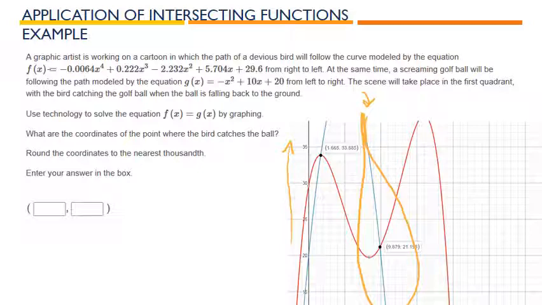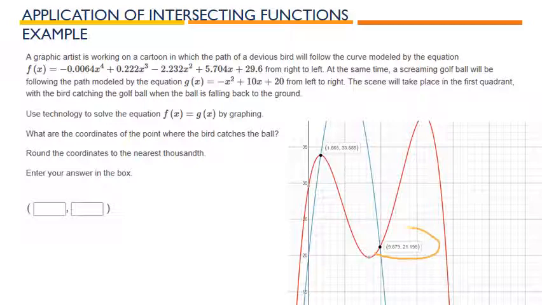We got that? Okay. So what are the coordinates of the point where the bird catches the ball? Well, it looks like it's going to be that one, because that's where the ball is falling back to the ground. So the bird is going to catch the ball at that point. Round the coordinates to the nearest thousandths. Thousandths means 3 places after the decimal. So that's what we get in decimals.